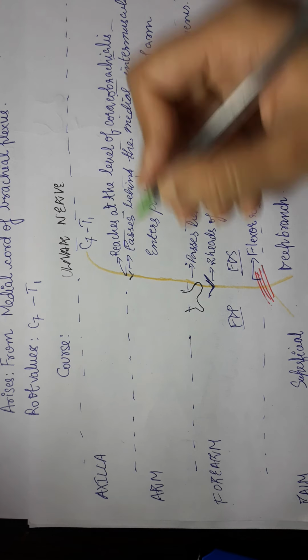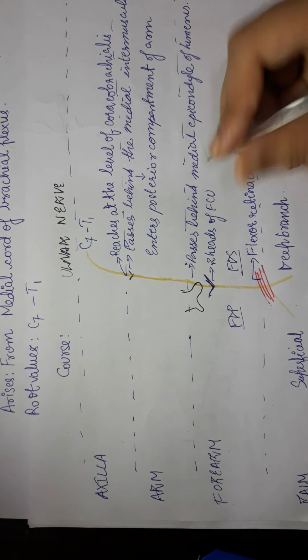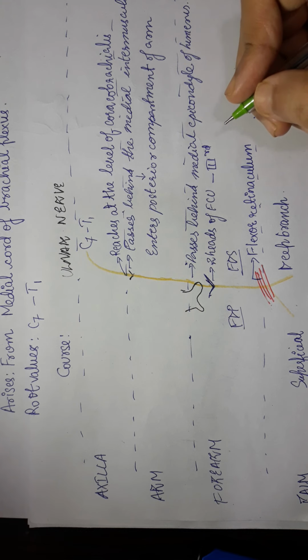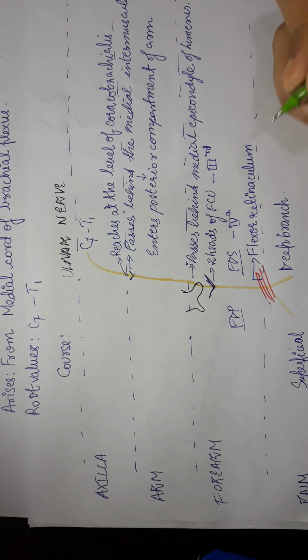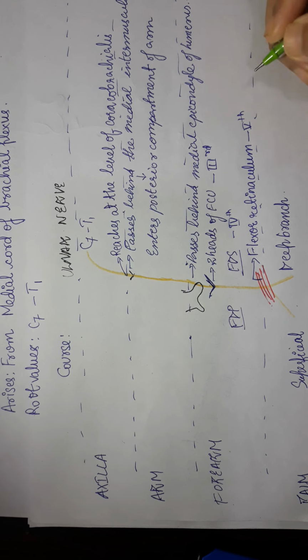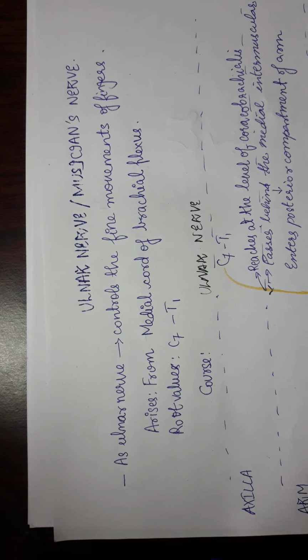So first relation, it is passing medially in the arm. Second relation, it passes behind the medial epicondyle of the humerus. Third relation, it passes between the two heads of the flexor carpi ulnaris. Fourth relation, between the two muscles, that is the flexor digitorum profundus and flexor digitorum superficialis anteriorly in the forearm. Fifth relation, at the wrist, it passes over the flexor retinaculum. So this is about the relations of the ulnar nerve.